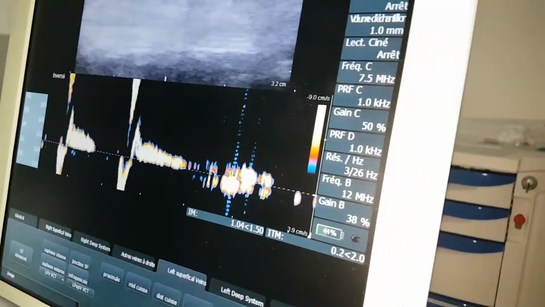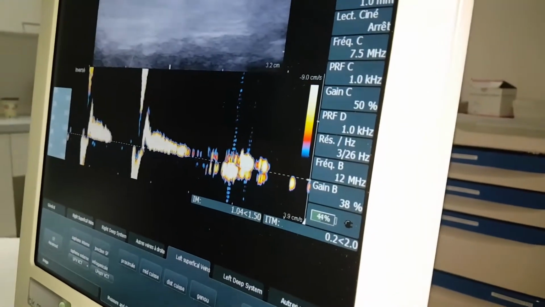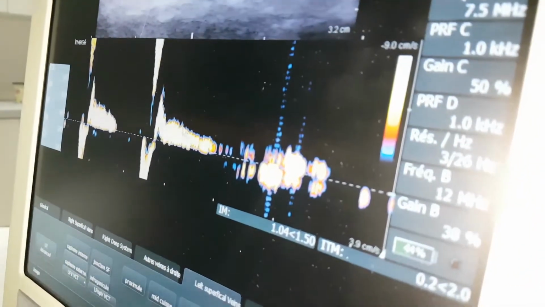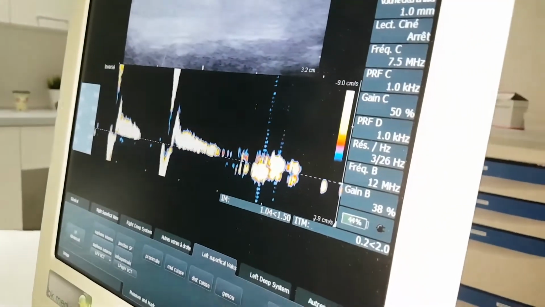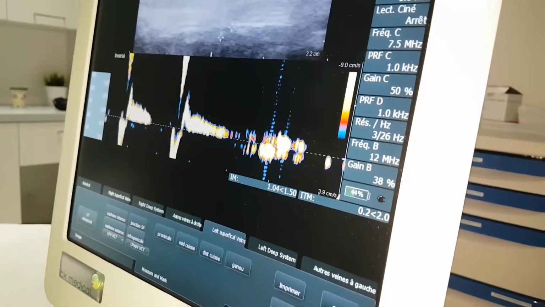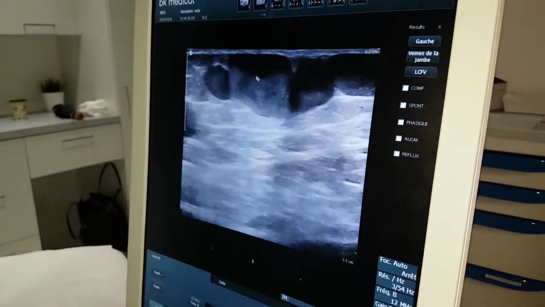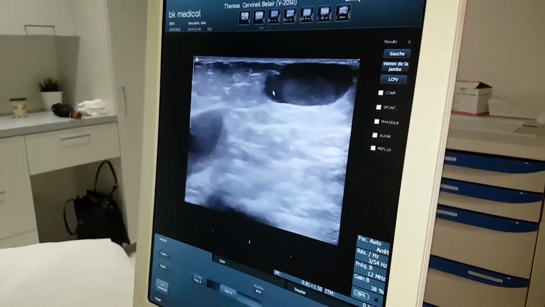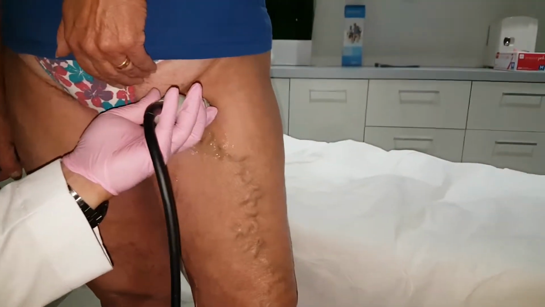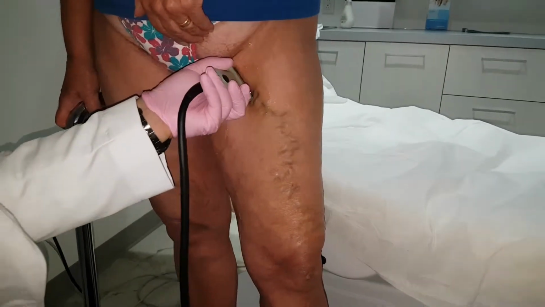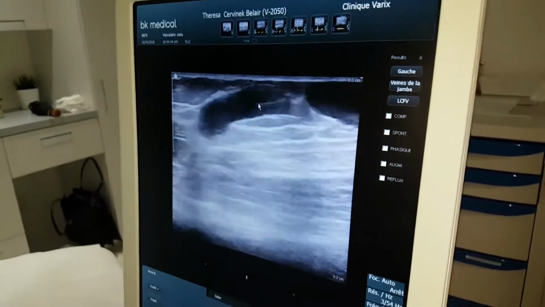So look at the difference between the first image and this one here. You see that the valve doesn't want to close completely. There's more reflux here. There's flow, and this is significant reflux. We're looking at a network of very significant varicose veins that are all attached to what we call an accessory vein. So this is the anterior saphenous accessory vein, and this is the culprit. This is the reason why this patient has these big veins.